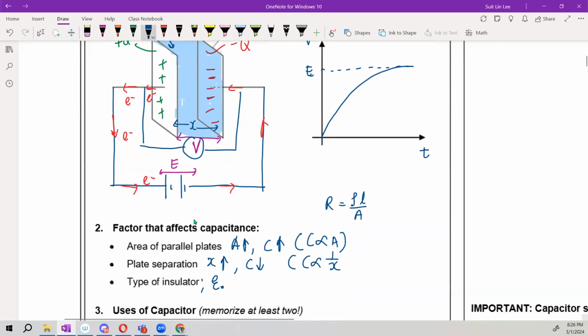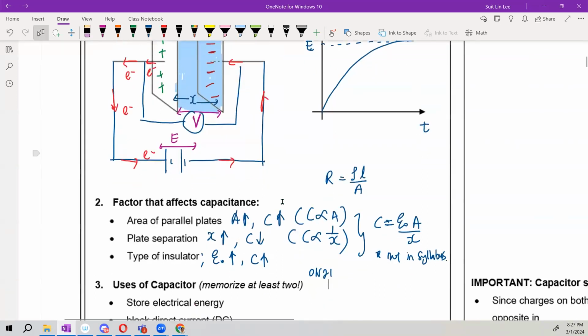Epsilon naught. So when epsilon increases, capacitance increases. So different types of material will have different capacitance. Putting all of these together, you have C equals epsilon naught A over X. This is not in the syllabus. You need to know the factors because it came out once only in winter 2021. So I got a bit paranoid, so I just added it there in the notes.